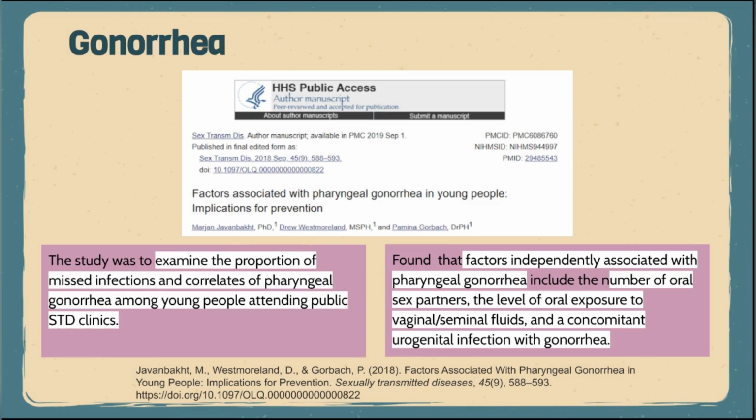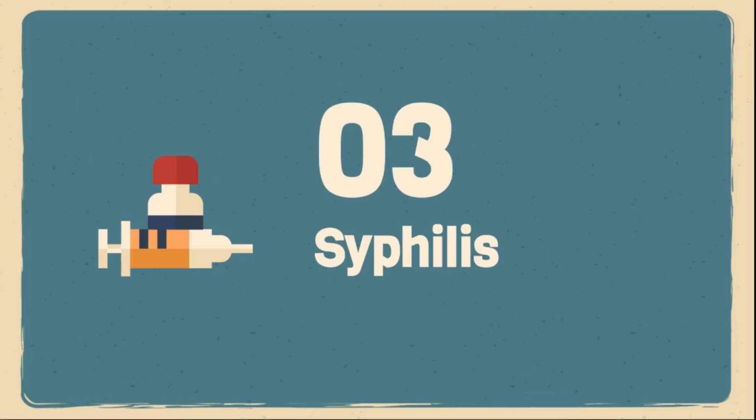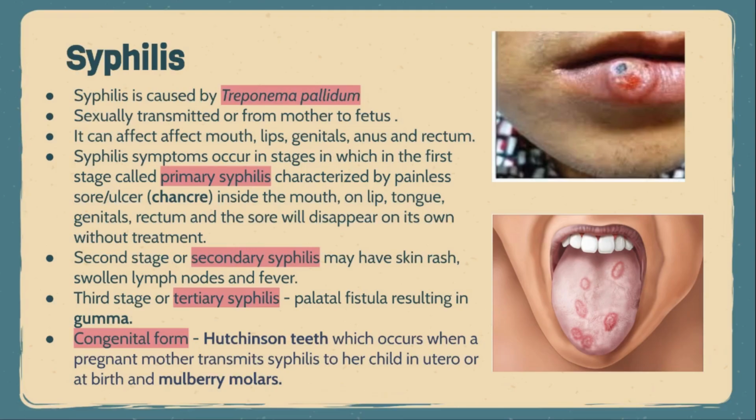This type of test can be performed on a urine sample or a swab taken from a site of potential infection. Next, the third disease is syphilis. What is syphilis? It is a sexually transmitted infection that is caused by a type of bacteria known as Treponema pallidum. Syphilis can be transmitted sexually or from mother to fetus. It can affect the mouth, lips, genitals, anus, and rectum. If not treated, syphilis can also spread to affect other parts of the body, including blood vessels and the nervous system.